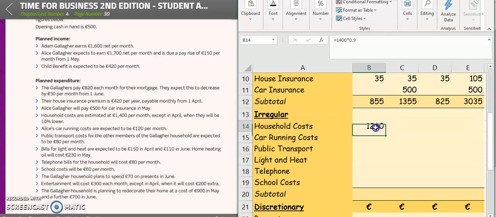Or you can put in 1,400, multiply that by 10%. That's going to give you 140. And then you take the 140 away from the 1,400. So 1,400 minus 140. So there are different ways depending on how you calculate your percentages, and you get the same amount. So household cost 1,260 per month. And then you're going to get your total then by adding the three of them up.